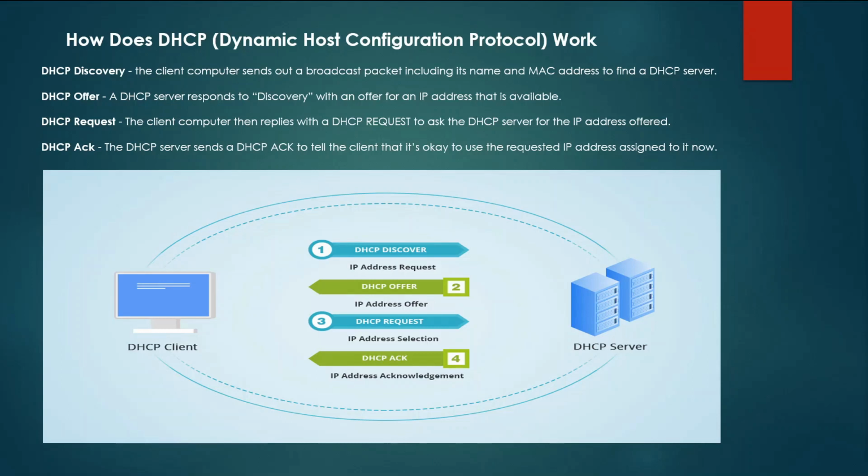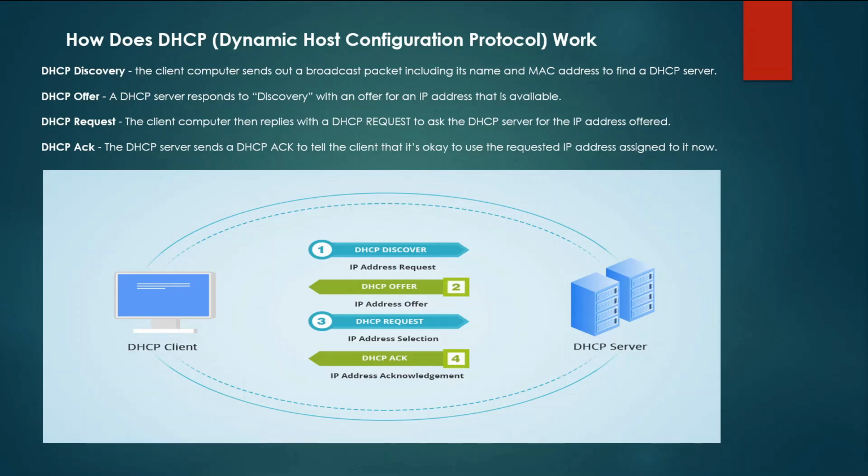So how does DHCP work? DHCP has four main steps, and these steps involve both the DHCP client, such as a computer, and the DHCP server. Step number 1, DHCP discovery. The client computer sends out a broadcast packet including its name and MAC address to find a DHCP server. The DHCP client is a computer that's on and sending a packet: I'm here, I need to access the network. Please provide me with an IP address, to any DHCP server available.